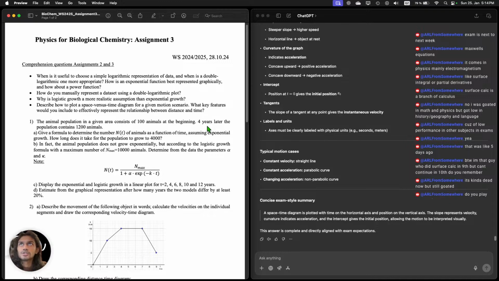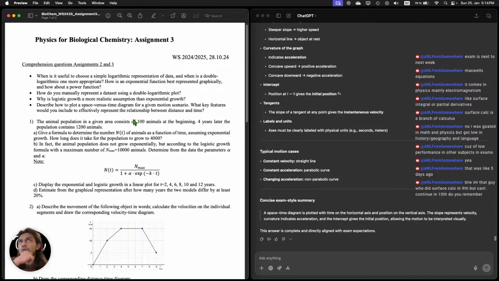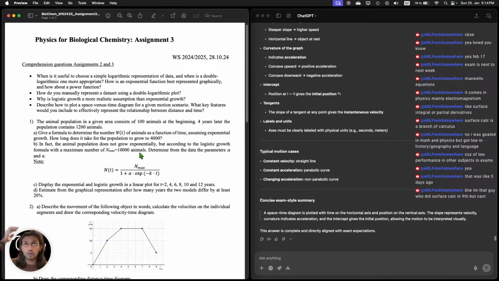4 years later, the population contains 1,200 animals. Give a formula to determine the number of animals as a function of time t, assuming exponential growth. Assuming exponential growth, how long does it take for the population to grow to 4,000? In fact, the animal population does not grow exponentially, but according to a logistic growth formula.